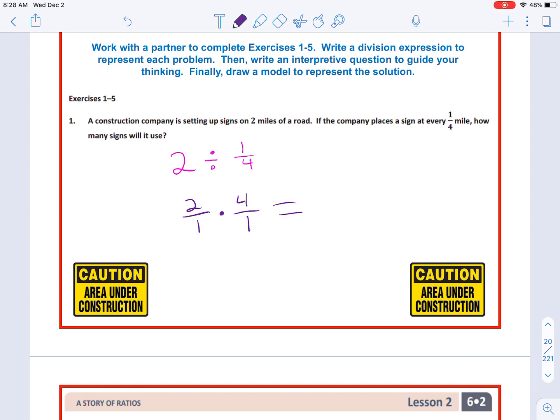And then we multiply across. We get 2 times 4 is 8. 1 times 1 is 1. And 8 over 1 is equal to 8. So how many signs will it use? It will use 8 signs.